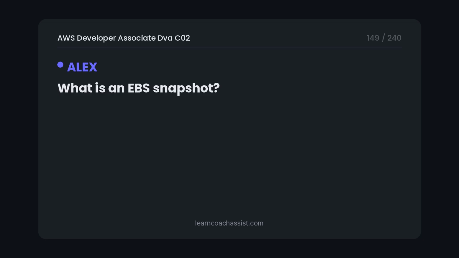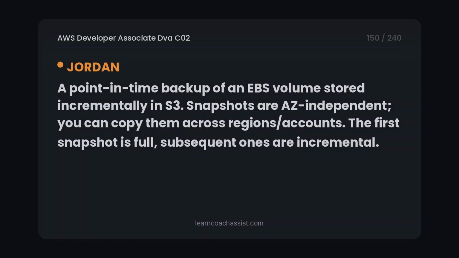What is an EBS snapshot? A point-in-time backup of an EBS volume stored incrementally in S3. Snapshots are AZ independent. You can copy them across regions/accounts. The first snapshot is full, subsequent ones are incremental.